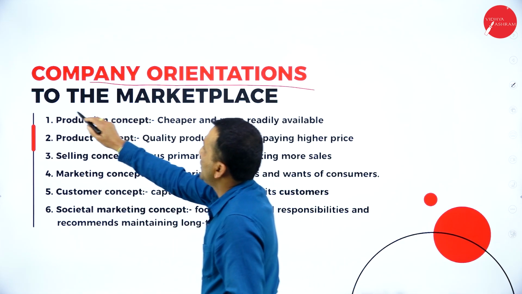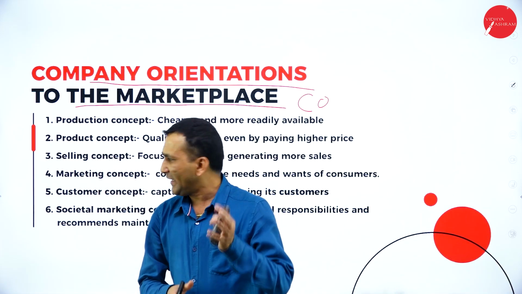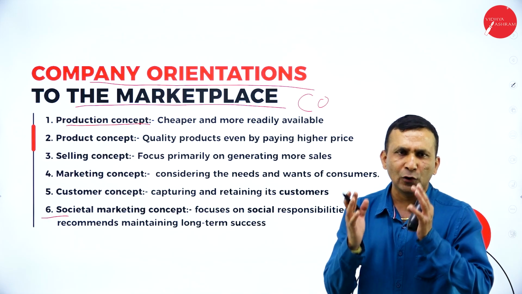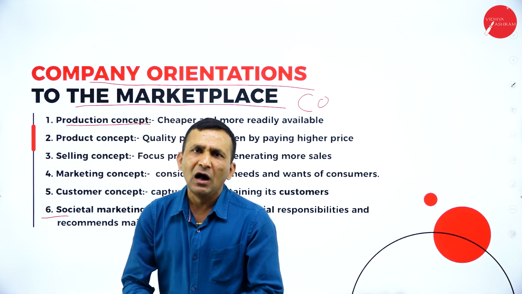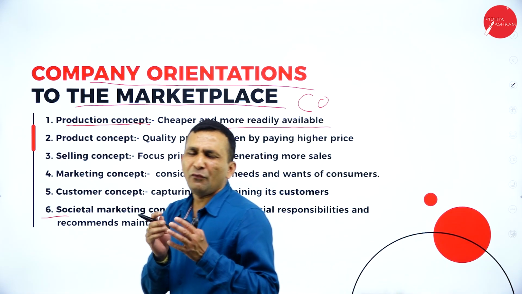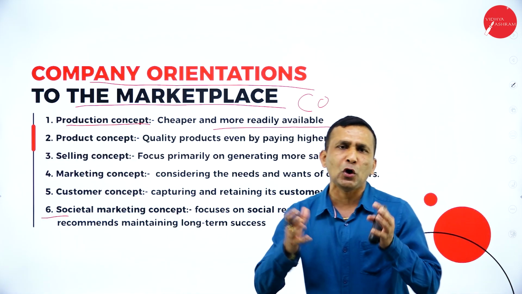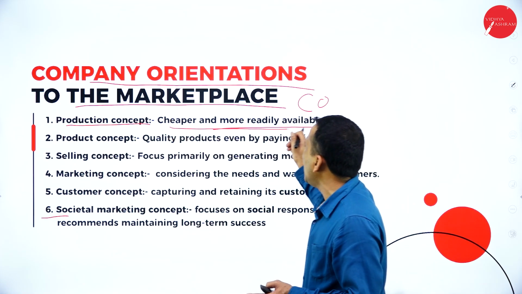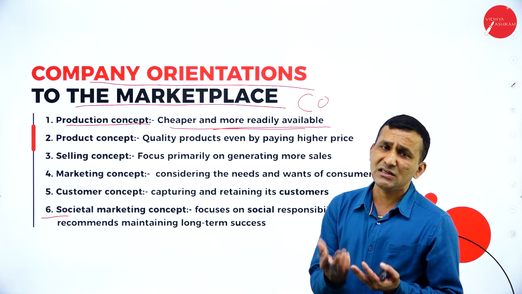company orientation to the marketplace, which is concept related. Companies majorly focus on six concepts, the first being the production concept. When you increase mass production, of course you can offer a cheap price, cheaper and more readily available. When you take steps towards mass production, you can offer a very low price, which is cheaper and more readily available. If consumers are showing interest, you need to supply the product wherever the consumers are located.